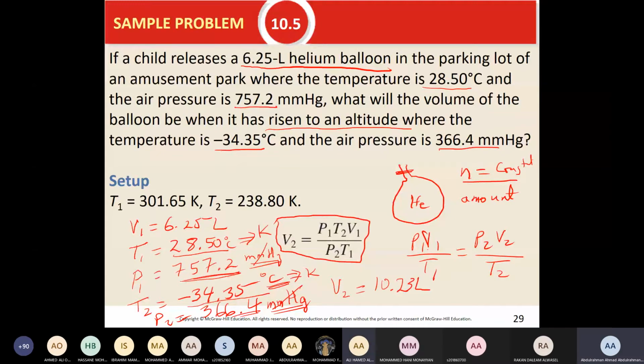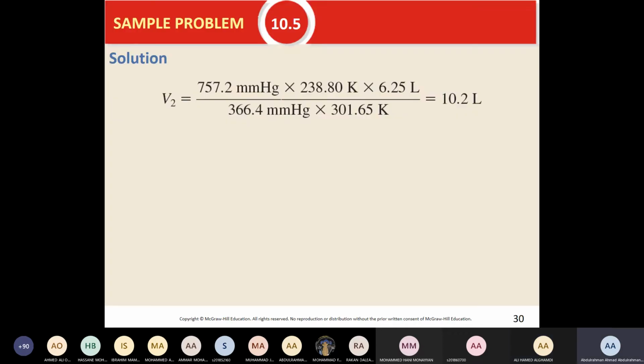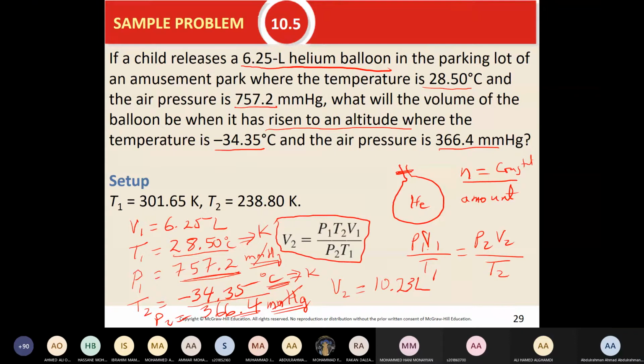Clear? Doctor, can we use V1 over T1 equals V2 over T2 to solve this question? No. Well, how about the pressure? The pressure changed here. Everything changed: volume, temperature, and pressure. We have new temperature, new pressure, and new volume. So you cannot apply Boyle's law or Charles's law or Avogadro's law. There is another one, which is the combined gas law.